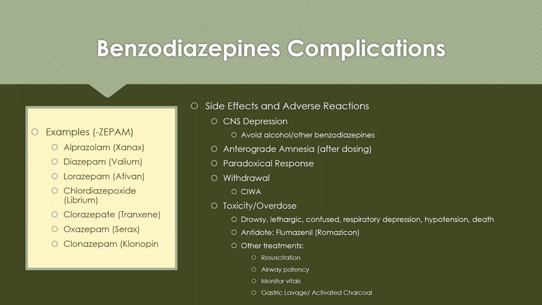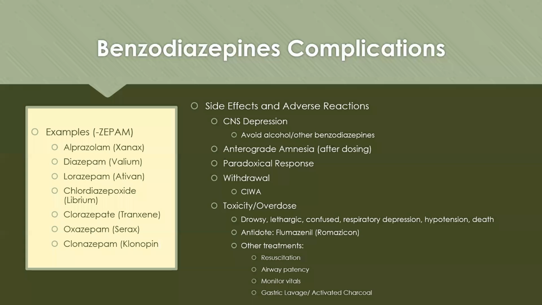The side effects and adverse reactions of benzodiazepines include CNS depression, so we would want to avoid use with alcohol and other benzodiazepines. Anterograde amnesia, which means lack of memory after taking the medication. A paradoxical response, which is actually where they develop more severe anxiety and restlessness after taking the medication. They can develop withdrawal, so we would measure that with the Clinical Institute Withdrawal Assessment for Alcohol scale. And it can also lead to toxicity or overdose. So symptoms of overdose would be drowsiness, lethargy, confusion, respiratory depression, hypotension, and even death.